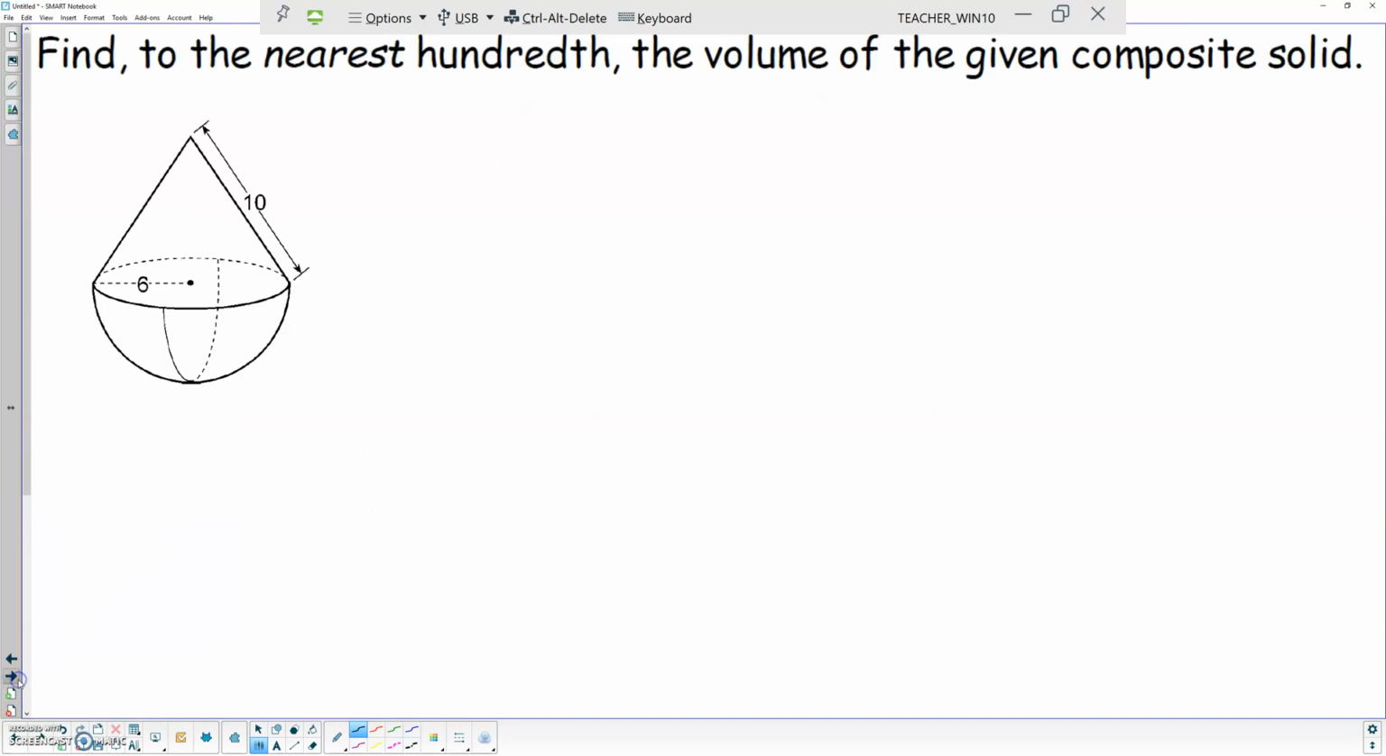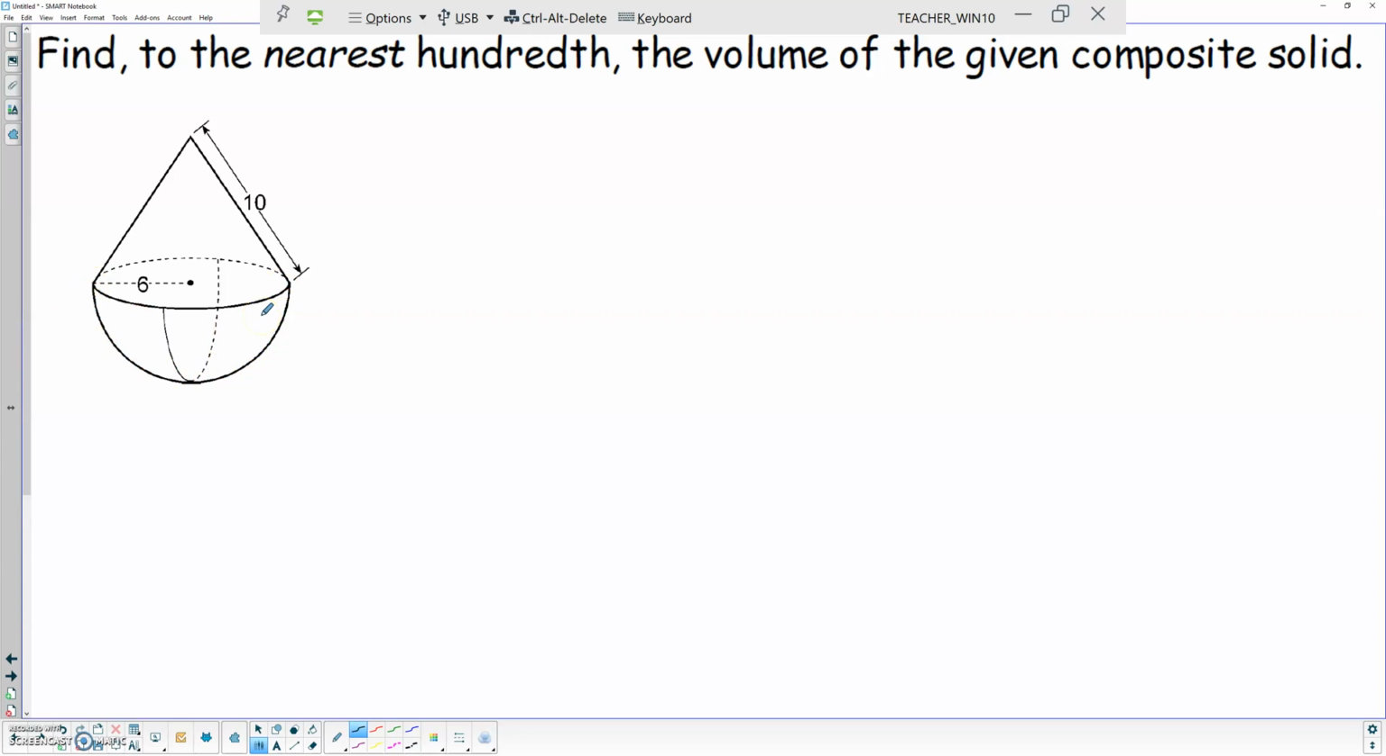To find the volume of a composite solid like the one shown here, you're going to find the volume of each part and then just add the parts together. Here it says find to the nearest hundredth the volume of the given composite solid. You'll notice that this solid is made up of a cone, and it's also made up of a hemisphere, which is half of a sphere. I'm going to start with the cone first.